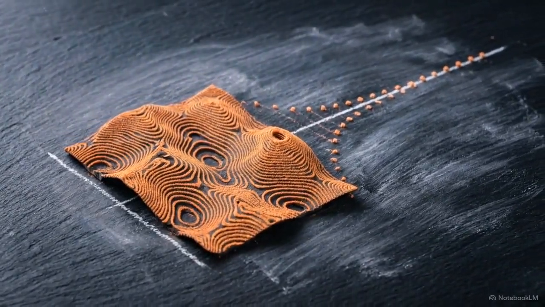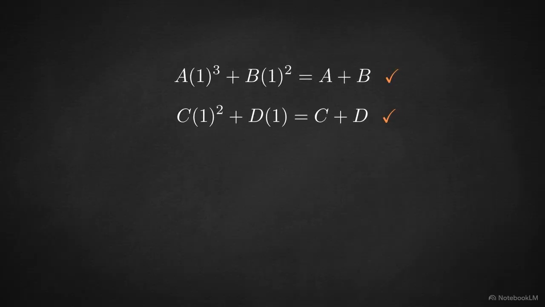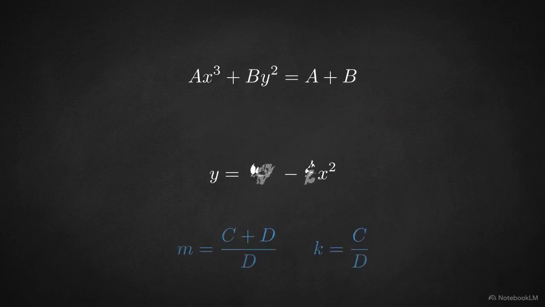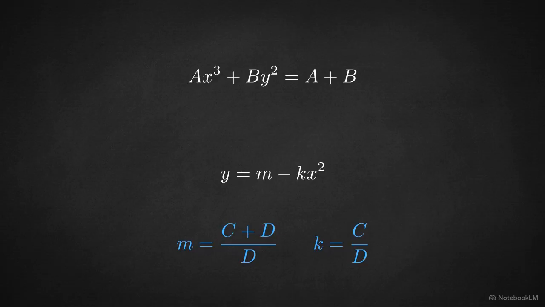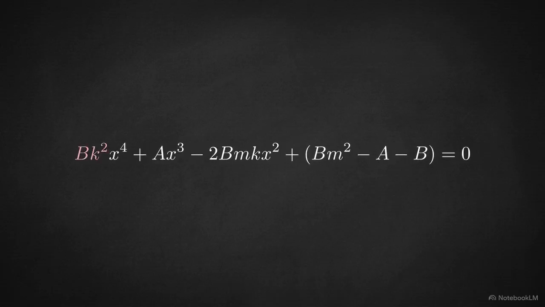linear recursion. Here is a system of coupled cubic and quadratic equations, parameterized by the constants a, b, c, and d. In this system, the coordinate (1, 1) is a trivial solution. We isolate y in the quadratic equation, expressing it in terms of x squared. This y value is then substituted directly into the cubic equation.